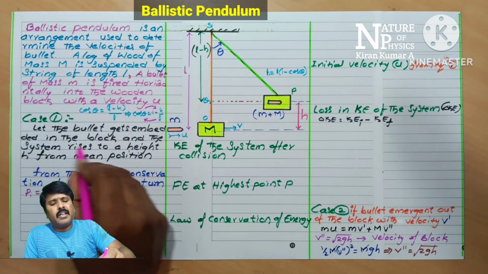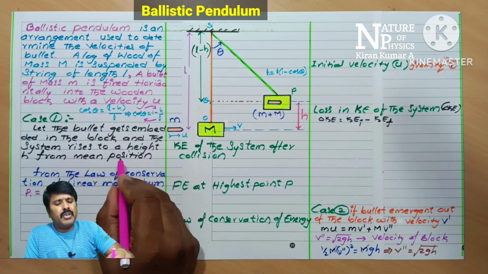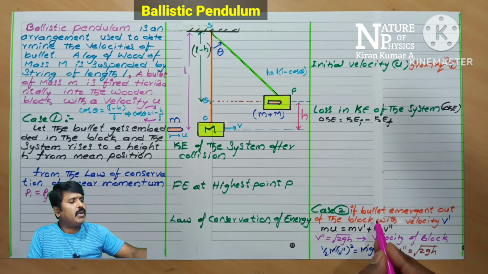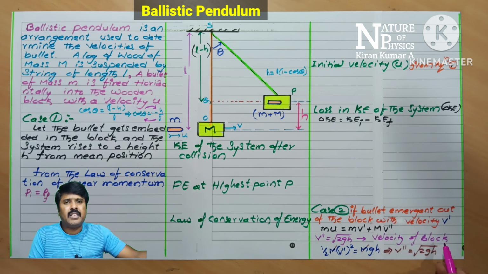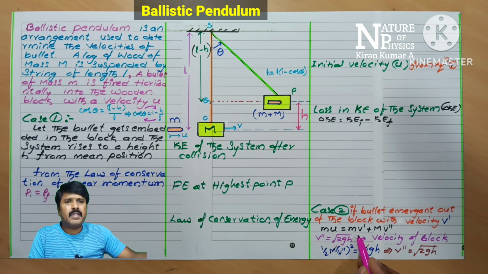And next, two cases are there. First case, let the bullet get embedded in the block and the system rise to a height h. Second case, if the bullet emerges out of the block with a velocity v dash, then the momentum before the collision, mu, is equal to the momentum after the collision, considering individual velocities, mv dash plus capital M v double dash.